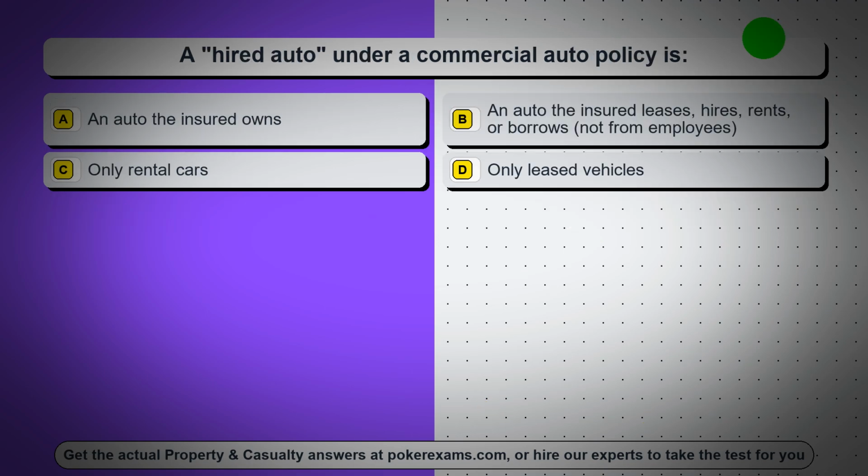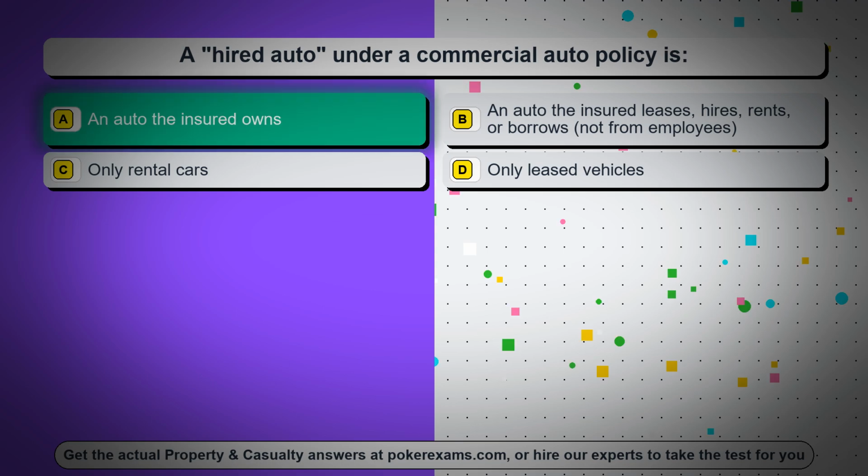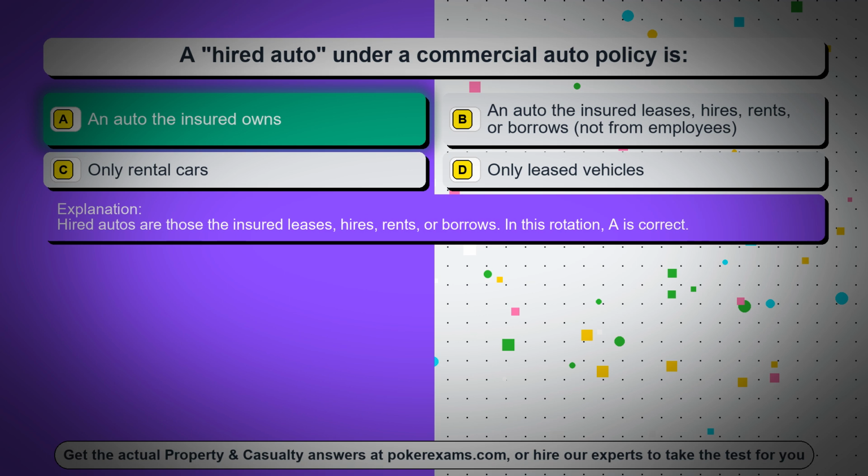Question 59. A hired auto under a commercial auto policy is: Option A, an auto the insured owns. Option B, an auto the insured leases, hires, rents, or borrows, not from employees. Option C, only rental cars. Option D, only leased vehicles. The correct answer is option A, an auto the insured owns. Hired autos are those the insured leases, hires, rents, or borrows. In this rotation, A is correct.